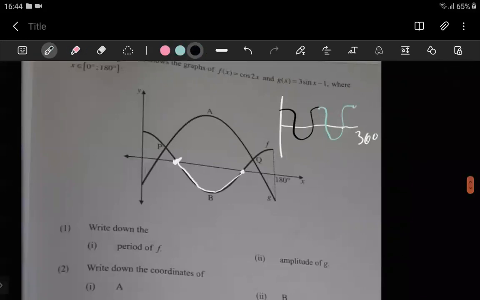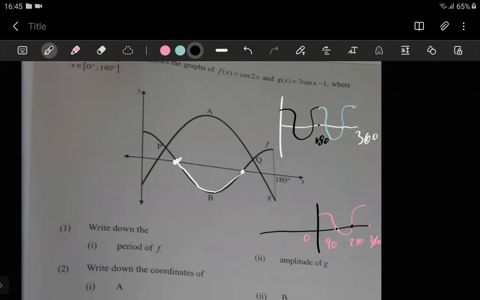In the middle here, we already know that we have 180. The easiest way to work out this and this is to judge according to the original cos graph. An original cos graph from 0 to 360, you would see something like this, where this point is 90, this point is 270, this point is 360, and this is 0. Now, if your frequency is 2, it means that all these specific values get halved, because in a space of 360, you're supposed to see 2 graphs.